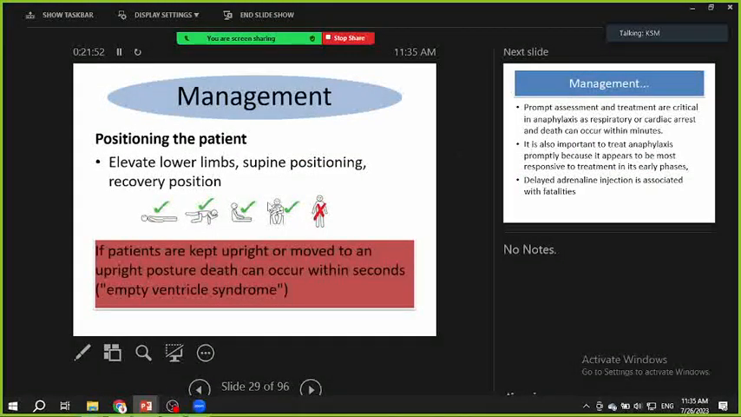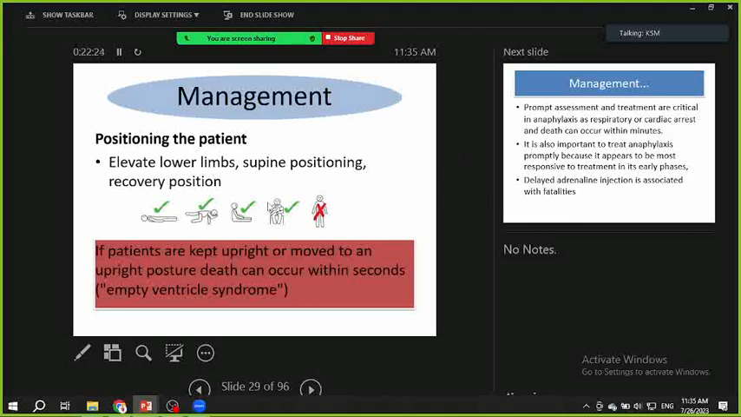Another important thing, after your ABCD management, is positioning of the patient. Suppose in the ward you have given an antibiotic or something, and the patient becomes unconscious or complains of bronchospasm and faintishness. Don't keep the patient in an upright position. Keep the supine position, or the recovery position. You can elevate the limbs, but not the head-low position. Not the head-low position, but the supine position.